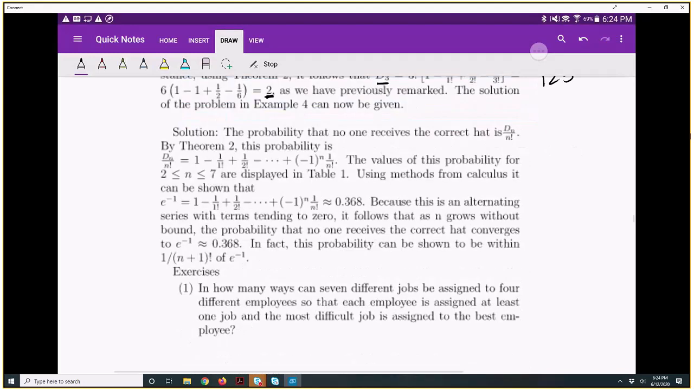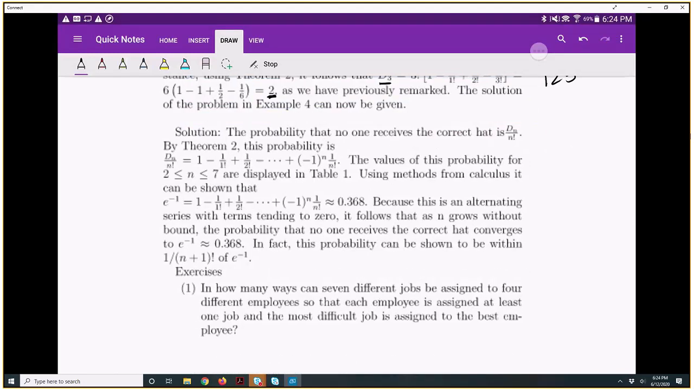So now we can solve the hat check problem. The probability that no one receives the correct hat is the number of derangements on n elements divided by the number of permutations on n elements. So d sub n divided by n factorial.